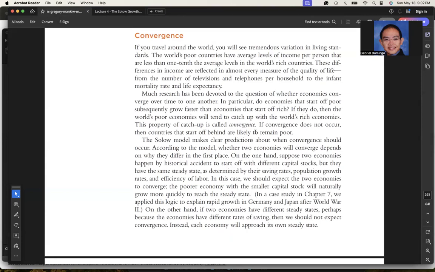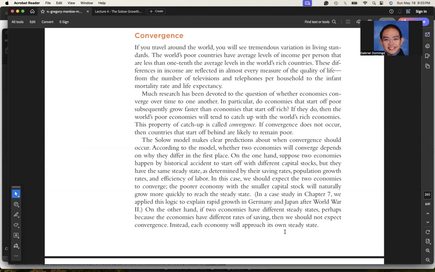So this prediction has proven to be correct generally as long as you assume that the different countries will have a similar K star, or long run capital per worker, steady states. If two countries have different steady states, then you don't necessarily expect convergence in output. Instead, each economy will approach its own steady state. So there's evidence of this empirically.